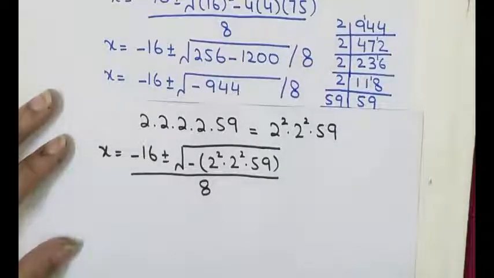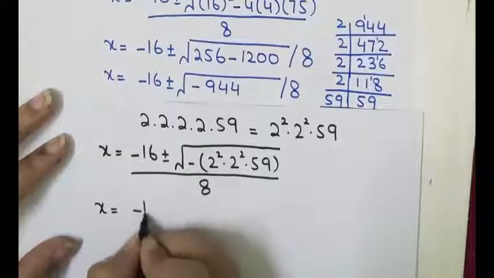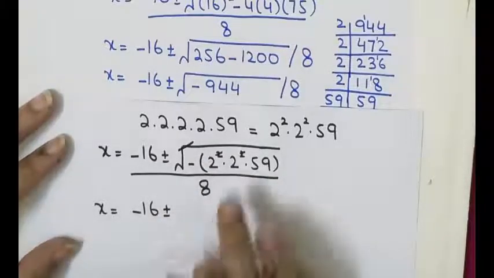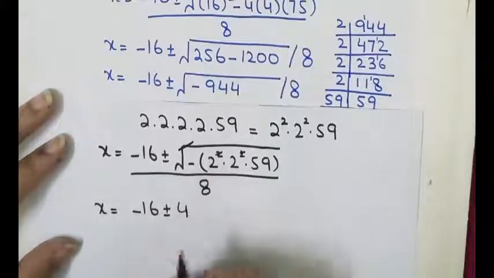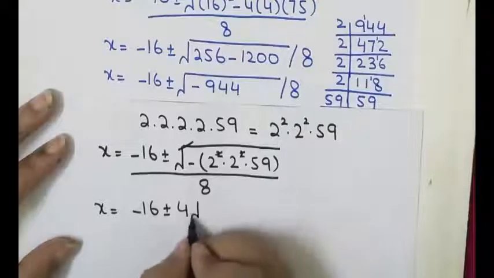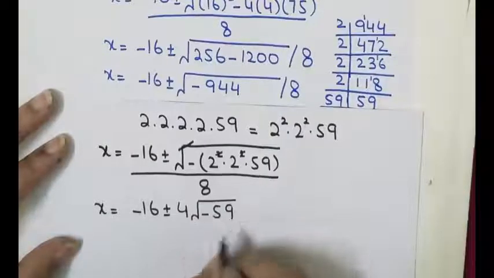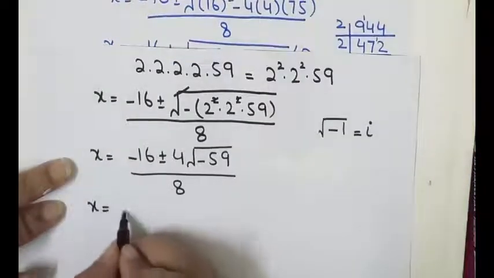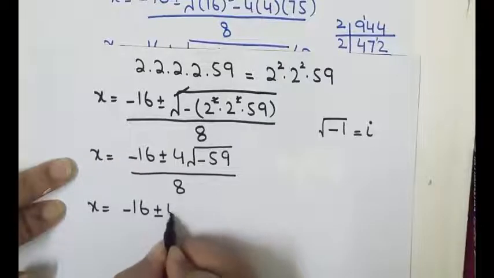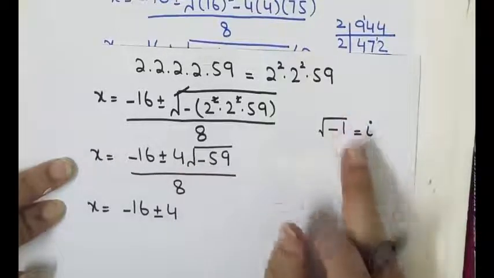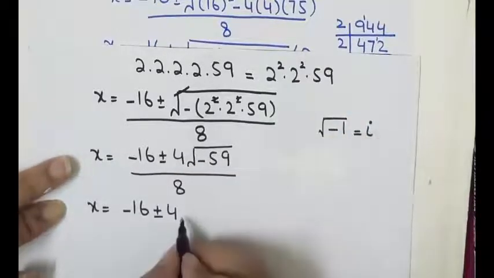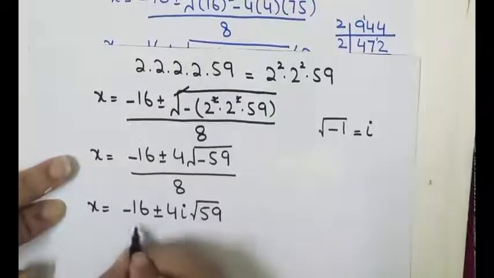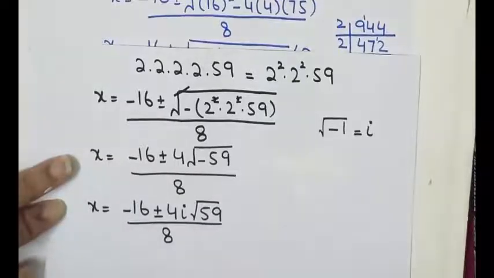Divided by 8. x is equal to minus 16 plus minus, the square will be cancelled with the square root and 2 times is 4. It will be written outside the bracket. Inside the bracket we have minus 59 over 8. So x is equal to minus 16 plus minus 4 and minus under root 1 is equal to iota. So we will write iota into under root 59 over 8.